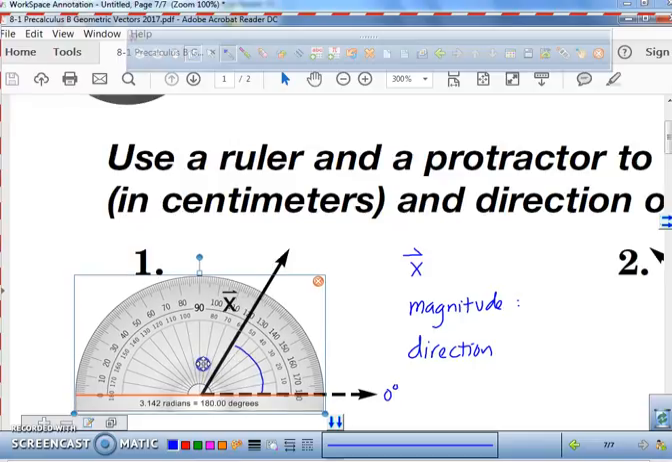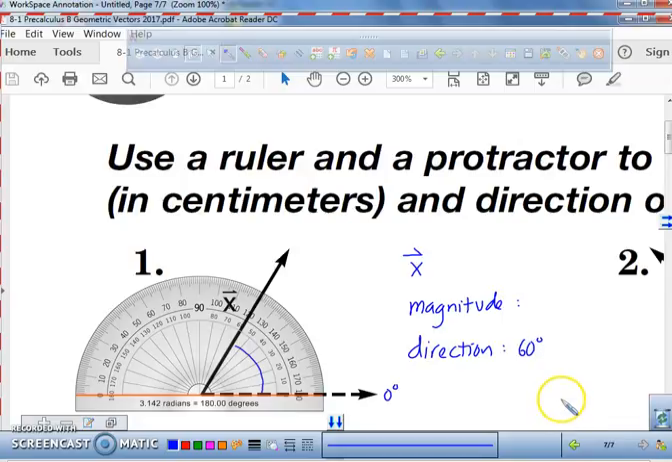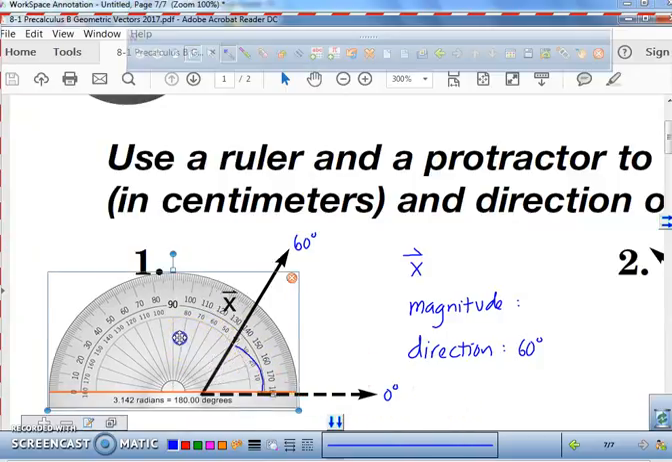Okay? And then if you're measuring it from the right, you look at the inside number. So it went up 10, 20, 30, 40, 50. It's right there at 60 degrees. So the direction, everybody, from 0 degrees, that goes 60 degrees. That's 0. And where is this at? This is at 60 degrees, and we measured it from the inside.